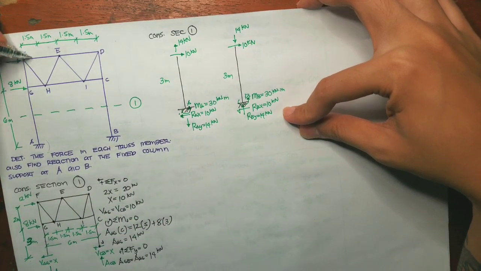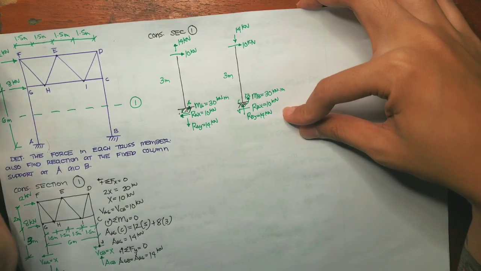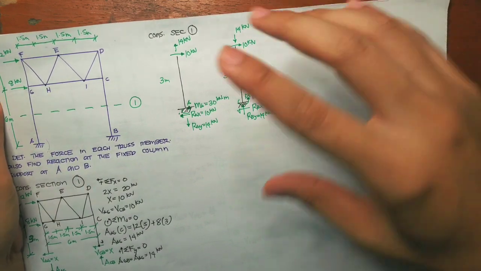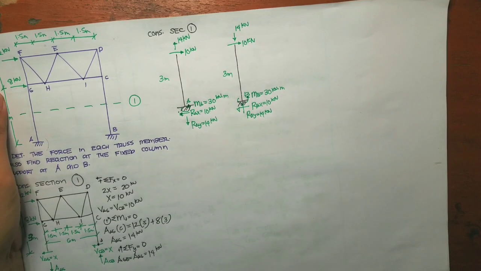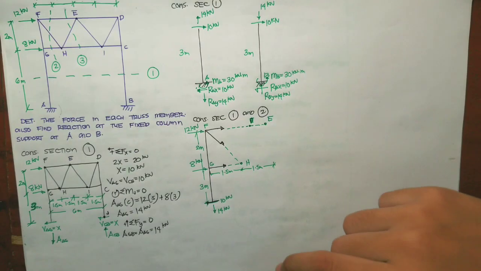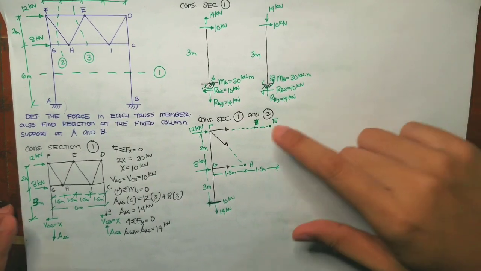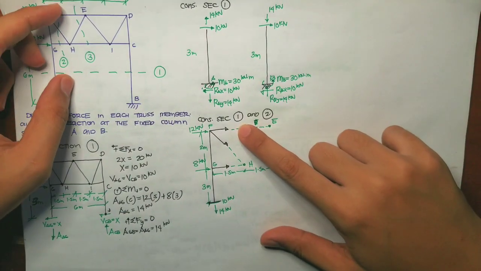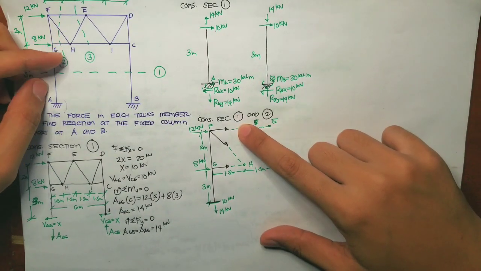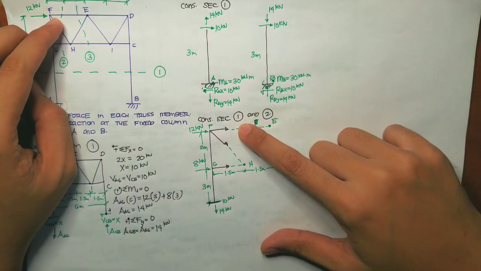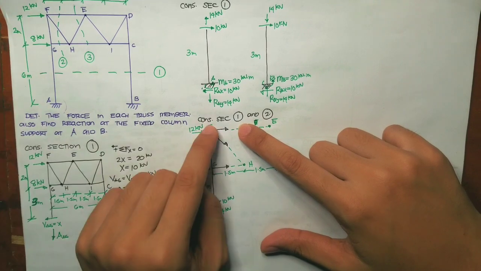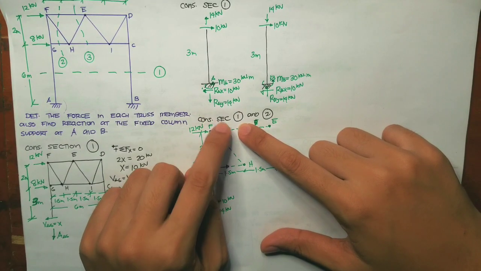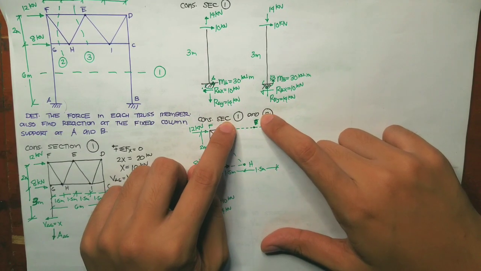Next, we will now solve for the values of the forces at each member. So again guys, i-drawing ko lang muna para mapababa natin yung length ng video. Okay, so guys, kung mapapansin nyo dito, nag-cut ako dito para mahanap natin yung mga values dito sa member FE, FH, and GH. But as you can see here, I consider section 1 and section 2.